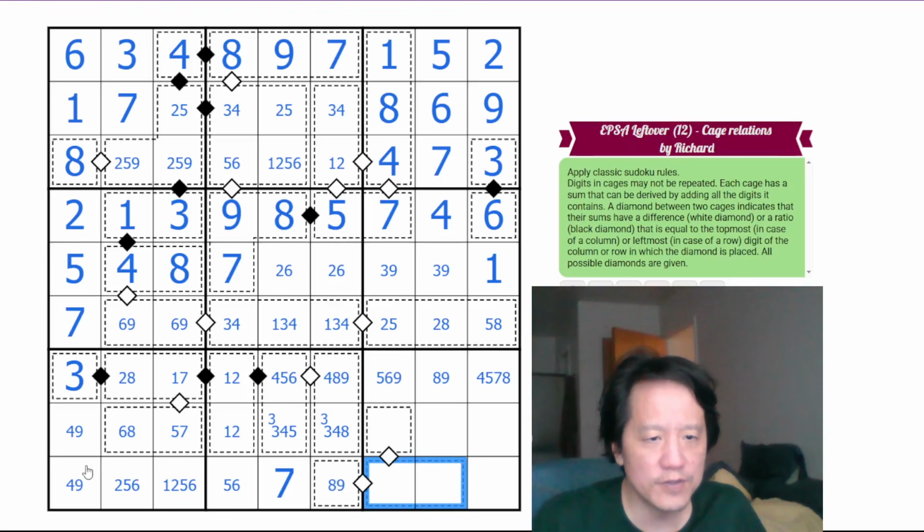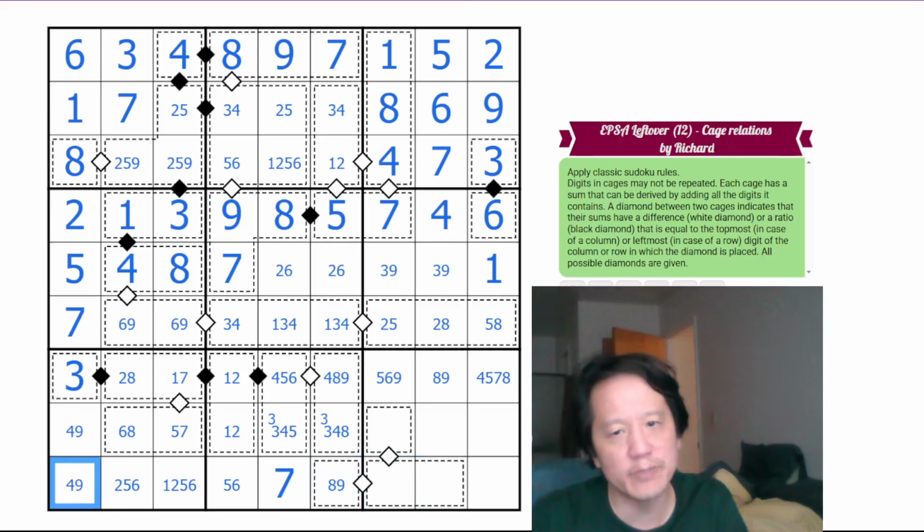If this were 9, that would force this to be 8, and the difference between these would have to be 9. But 8 plus 9 would be 17, which 8 and 9 would already eliminate all possibilities for having there. So this cannot be 9. This must be 4, which makes this 9 there.